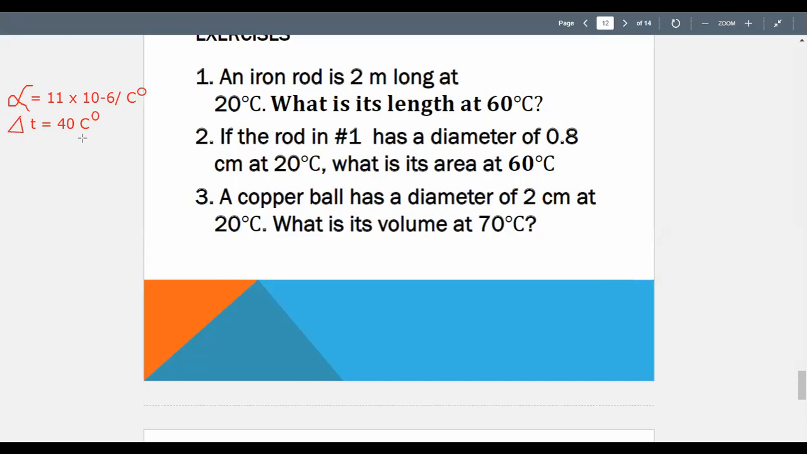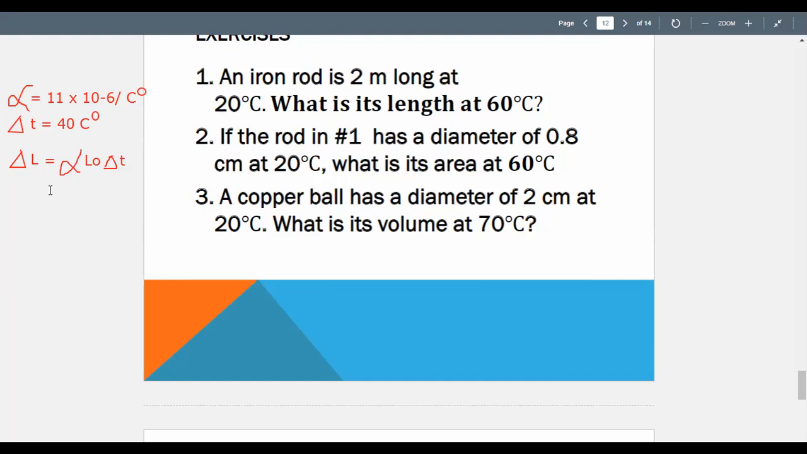And then next, we are now calculating delta L. So what is our final length, or change in length? What's our equation for our change in length earlier? That's equals to alpha L0 delta T. Alpha L0 and delta T.